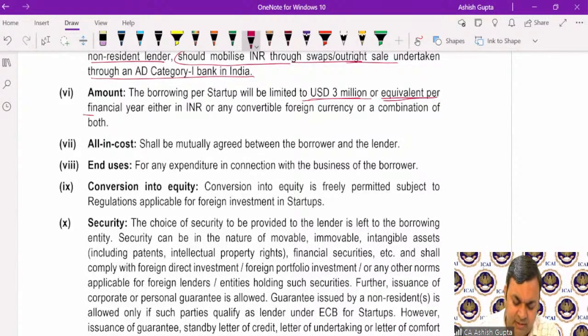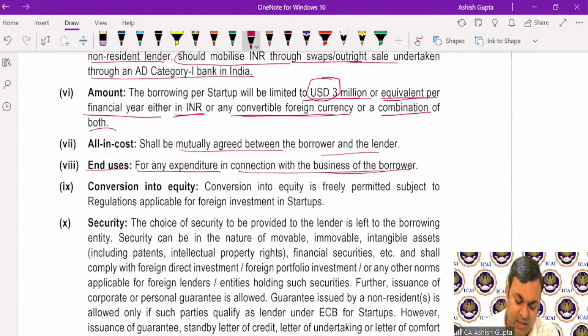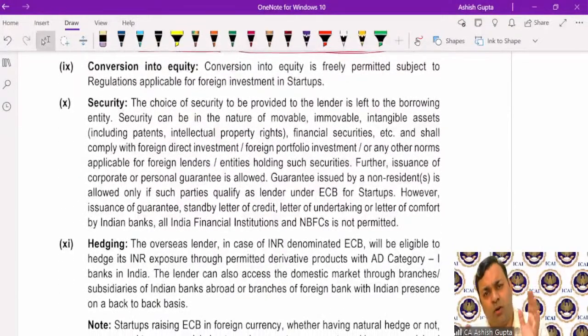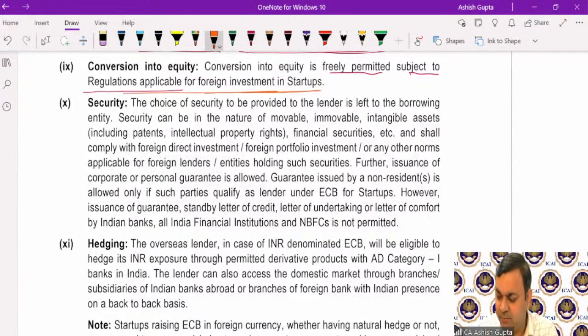Or equivalent per financial year, it's $3 million, right? Either in INR or any convertible foreign currency or a combination of both. All-in cost shall be mutually agreed between the borrower and the lender. End use is for any expenditure in connection with the business of the borrower. Conversion into equity: with respect to ECB guidelines, they just cut short the provision as applicable to startup companies. Conversion into equity is freely permissible, subject to regulations applicable for foreign investment in startups, right?